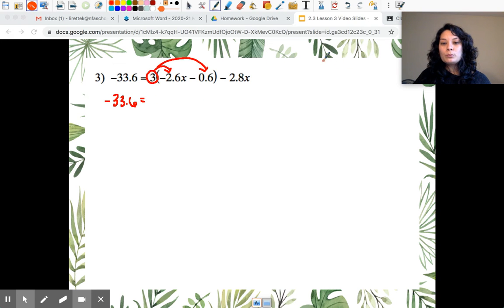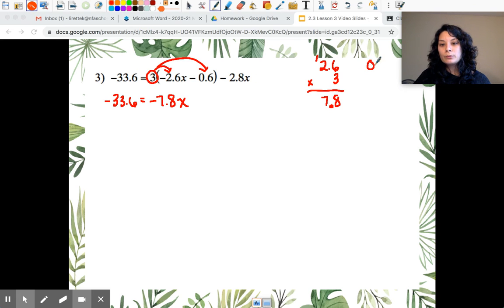3 times 2.6. I'm going to do that off to the side. I'm not lining up my decimals because I'm multiplying. 6 times 3 gives me 18, carry the 1. 3 times 2 is 6, plus 1 more is 7, and I need to adjust for 1 decimal place. So this is going to be a negative 7.8, and there's an x.